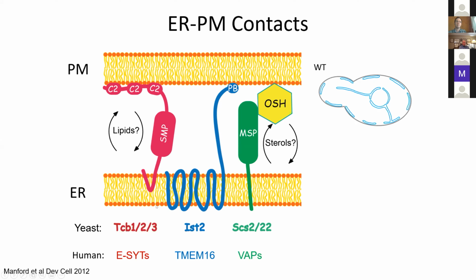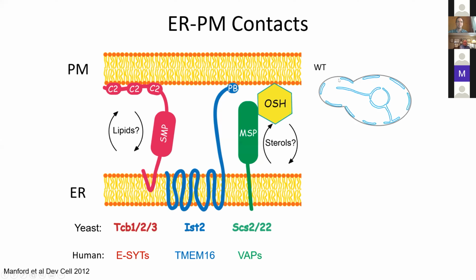It's also important to note that these tethering proteins also have domains involved in other functions. For example, the TCB proteins have an SMP domain, which is thought to potentially facilitate the transport of lipids between membranes. IST2 is a putative ion transporter, and the VAPs can interact with oxysterol binding proteins, which are known to facilitate sterol trafficking throughout the cell.